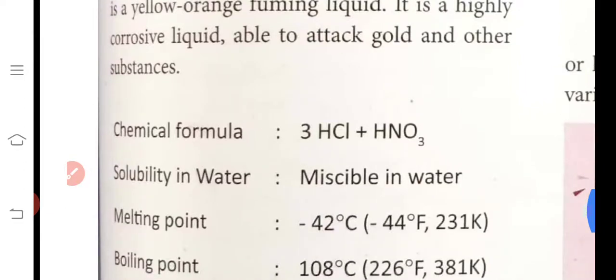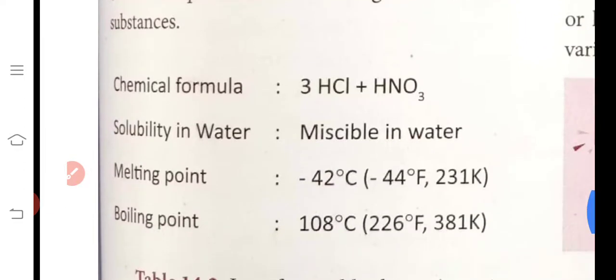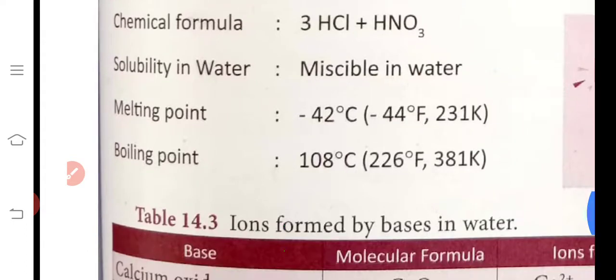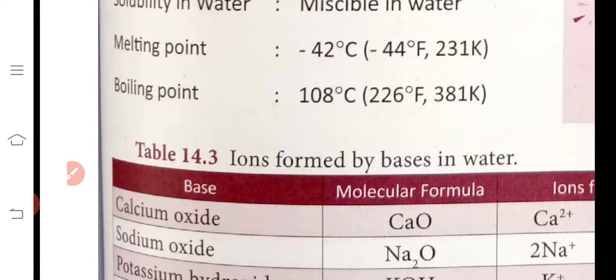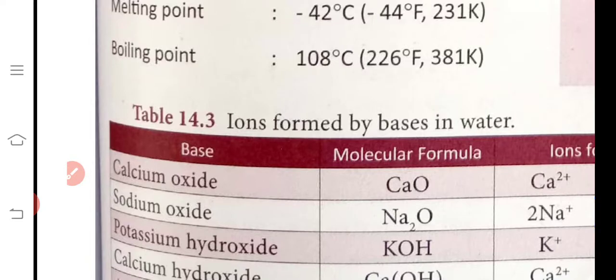It is a mixture of hydrochloric acid and nitric acid, prepared optimally in a molar ratio of 3:1. It is a yellow-orange fuming liquid. It is a highly corrosive liquid, able to attack gold and other substances. Then next, chemical formula for aqua regia: 3HCl plus HNO3. It is miscible in water, with a melting point of minus 42 degrees Celsius and a boiling point of 108 degrees Celsius. Here give the Kelvin and Fahrenheit scales also. Okay. Then next one.